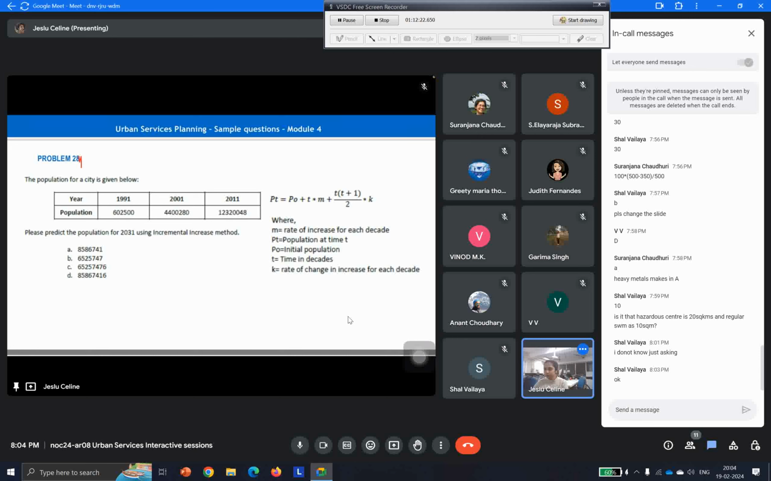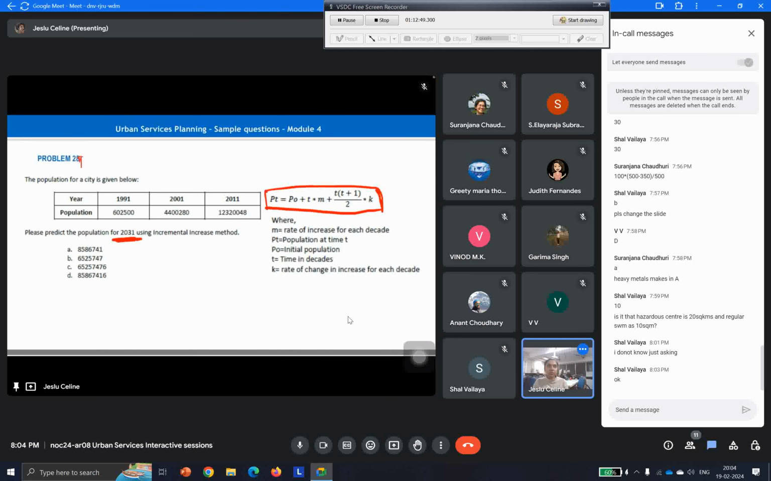The question is, the population of a city is given, and we have to predict what the population would be in 2031 using the incremental increase method. The formula is also given, because we did not learn the formula in this week's lecture, we learned it before. In your exam, maybe the formula might not be given because it's already there in the overall course.